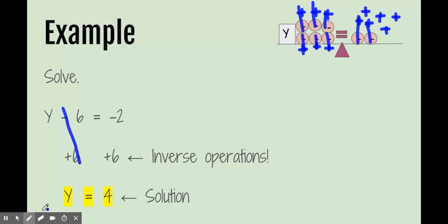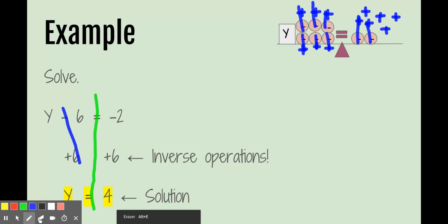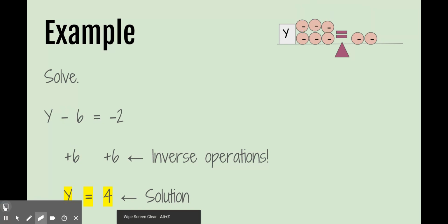So remember, if you want, you can also draw a line down the equal sign, so you make sure that if you add 6 over here, you add 6 over here. That might be a good idea, especially as we're starting out. So we solved it. Cool.